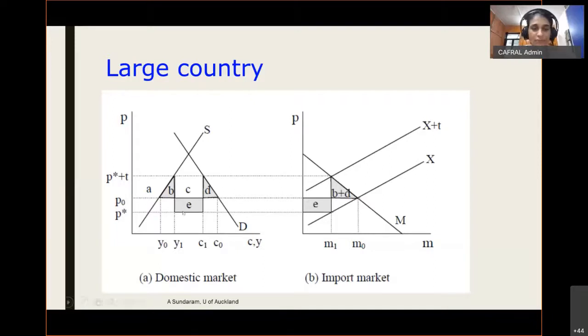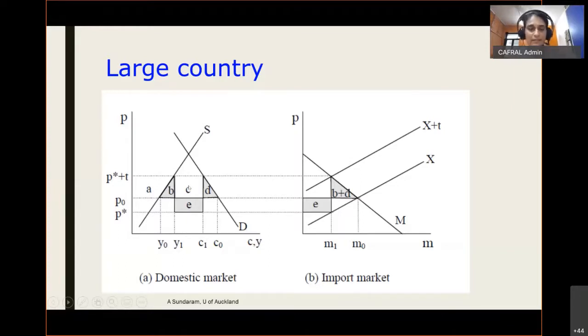So let's do the welfare calculation here, and this is where you will see something interesting. Let's look at consumer surplus. Consumers earlier had the area above P naught and below the demand curve. Now they have the area above P star plus T and below the demand curve. So consumers have lost A, B, C, and D. What happened to producers? Same story. Earlier, they had that section below P naught and above supply. Now they have a much larger section. So what they gain is A.